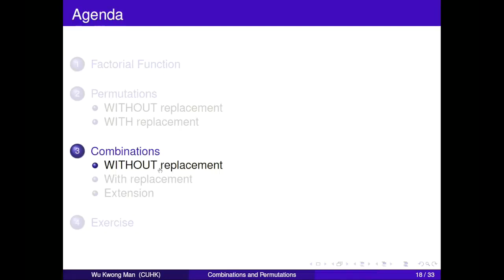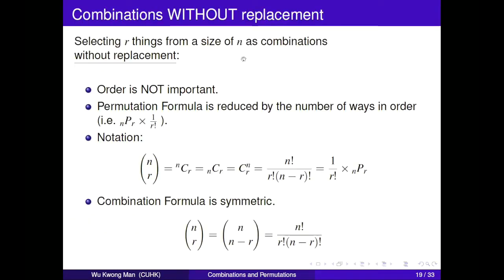For cases without replacement, the combination formula is the permutation formula reduced by the number of ways in order, which is nPr times 1 over r factorial, and the equivalent equation is n factorial over r factorial times n minus r factorial. There are also four notations for combinations, and the first one is more often used. The combination formula is also symmetric, since nCr is equal to nC(n minus r).